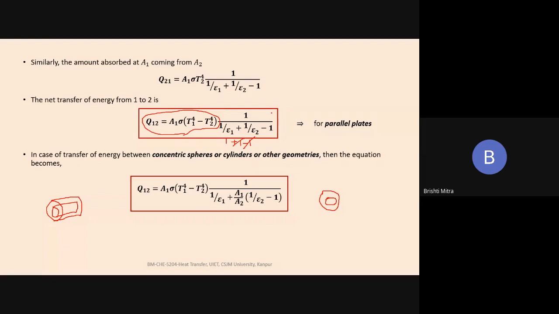So this is for two parallel plates, and this is for a case when we have two concentric cylinders or two concentric spheres or any other geometries. But the rate of heat exchange between two bodies due to radiation having different temperatures, T1 and T2, having different areas, A1 and A2, this is how we can find out the net rate of heat transfer.